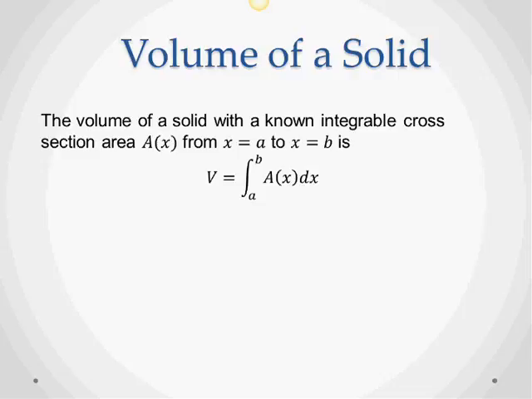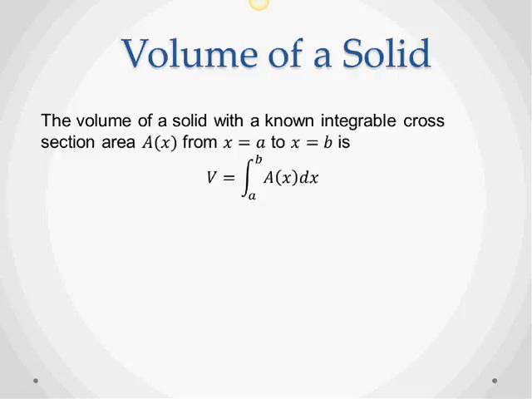So this whole span of time so far, we've just been discussing area, and that the area under the curve is the definite integral. So now we're talking about volume, and so we're adding another dimension to this. The volume of a solid with a known integrable cross-section area, A of x, from x equals a to x equals b, is the integral from a to b of A of x dx.